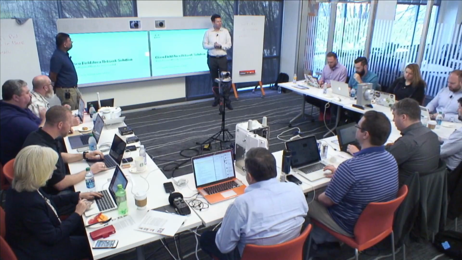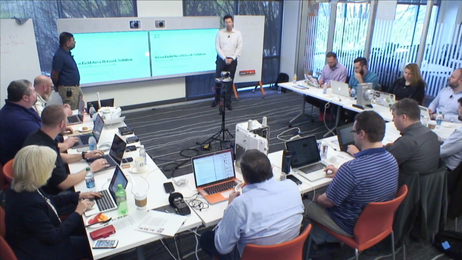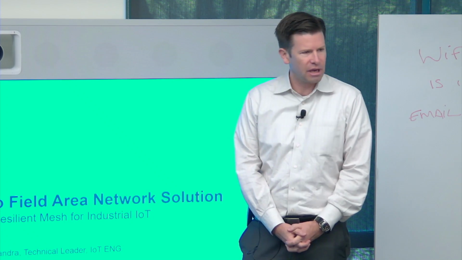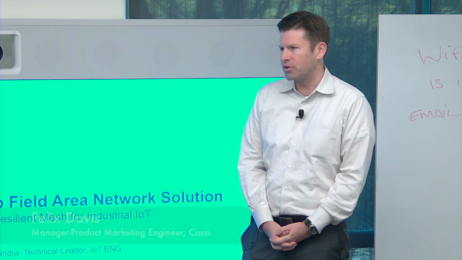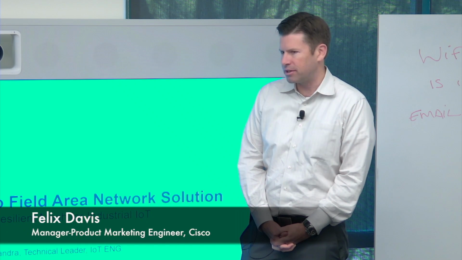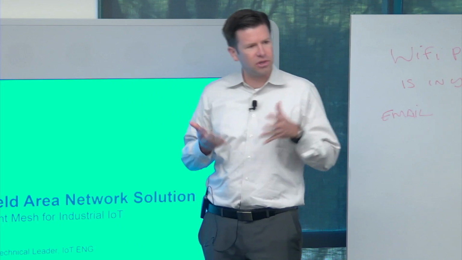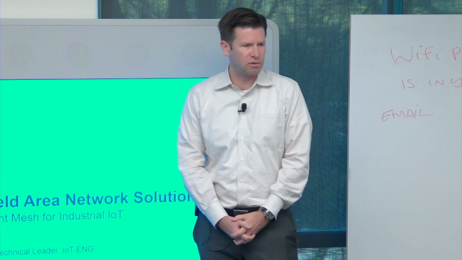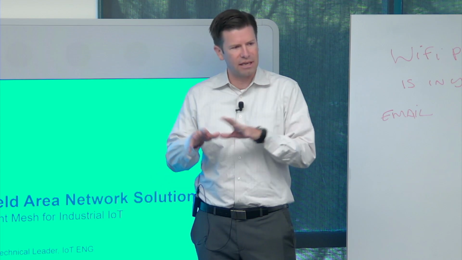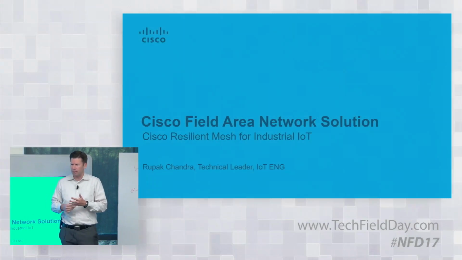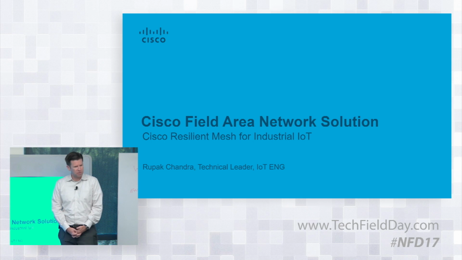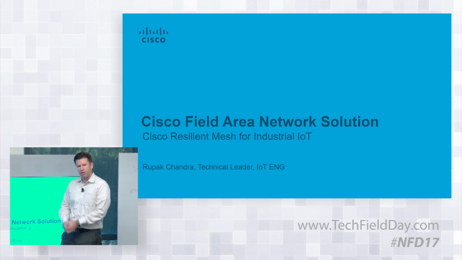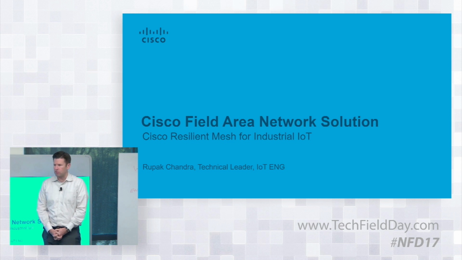So in this session, we're going to be discussing a new solution called Cisco's Field Area Network Solution, and specifically a technology called Cisco Resilient Mesh for the industrial IoT market. Basically, in the IoT group, our charter is to take IT architectures but apply them to OT use cases. When we say industrial IoT, we're looking at manufacturing, transportation, smart grid utility space, mining, smart cities, and transportation systems. We launched our Field Area Network solution in 2012.